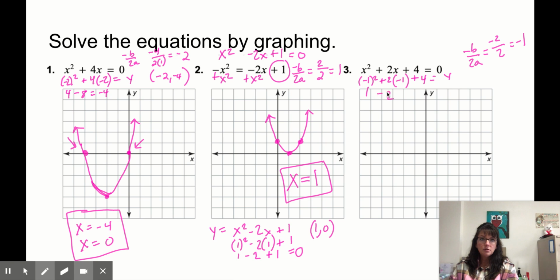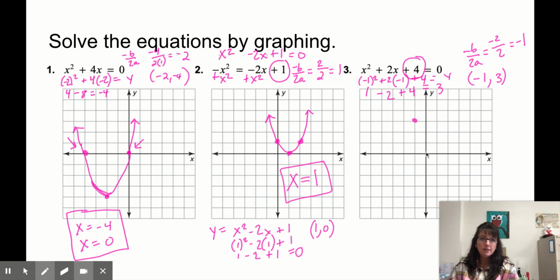1 minus 2 plus 4. So 1 minus 2 is negative 1. Negative 1 plus 4 is 3. So I have negative 1 comma 3 as my vertex. So negative 1, 1, 2, 3. All right. My y-intercept is 4.